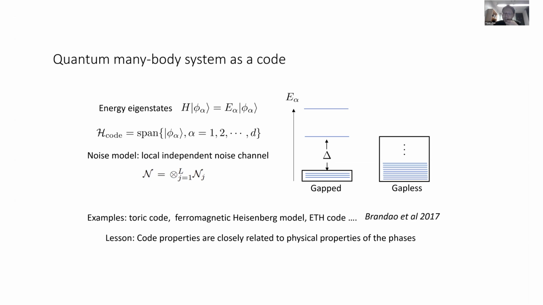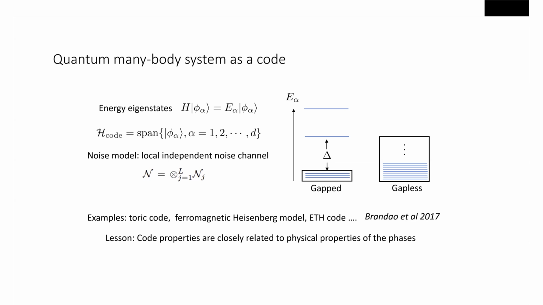For the gap case, you just choose the energy eigenstates below the gap. However many degenerate eigenstates you have, you choose that as your code subspace. But for the gapless one, you just choose the first several eigenstates. So in this definition, you have H code spanned by this phi alpha, and you have D states here.